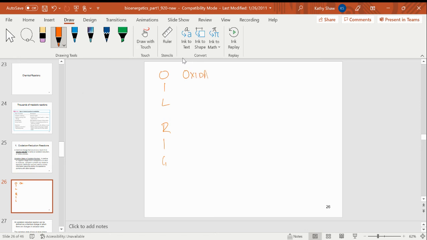Oxidation is losing. Reduction is gaining. So here's the thing with oxidation and reduction. I can't have a molecule lose an electron without another molecule gaining an electron. I can't have a molecule gain an electron without another molecule losing an electron.